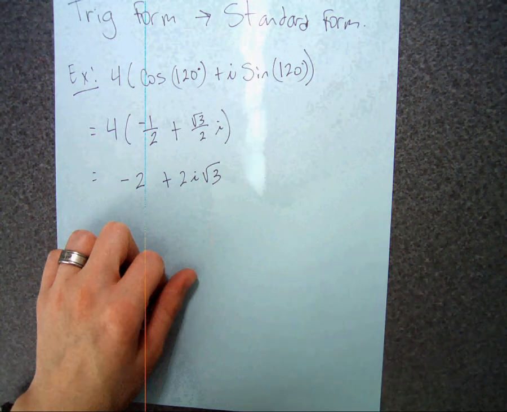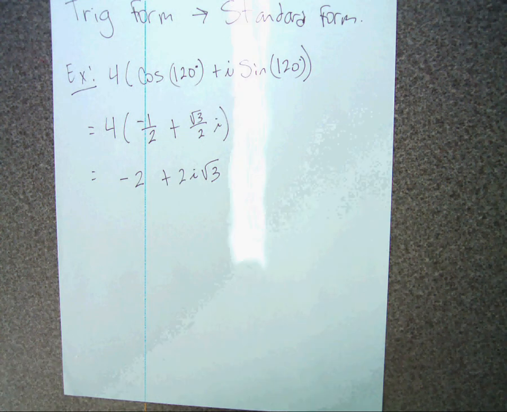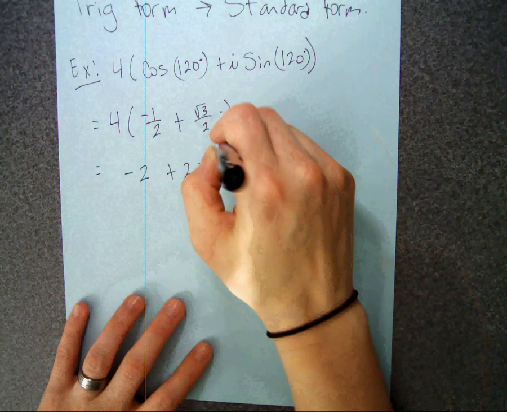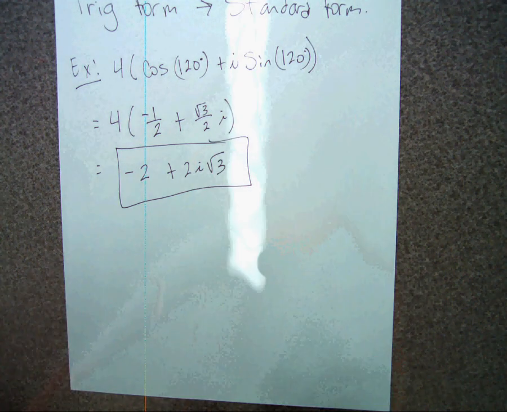Now, what if the angle I had was not on my unit circle? What would I do? Just plug it in your calculator. Okay? Just plug it in your calculator, see what you got.